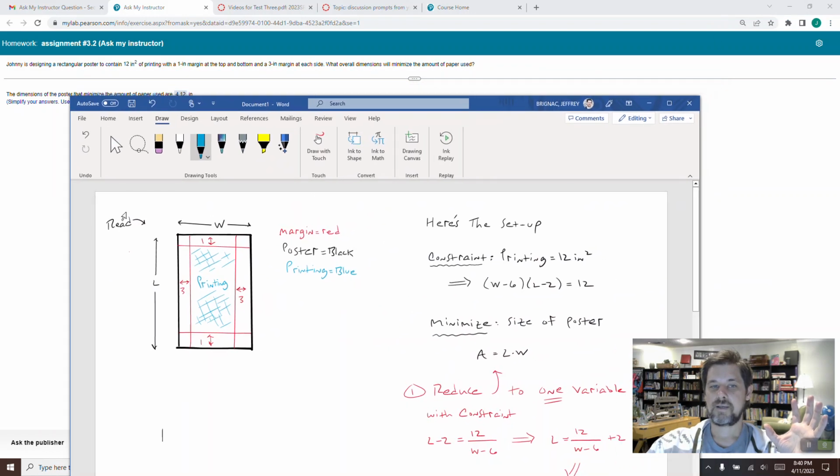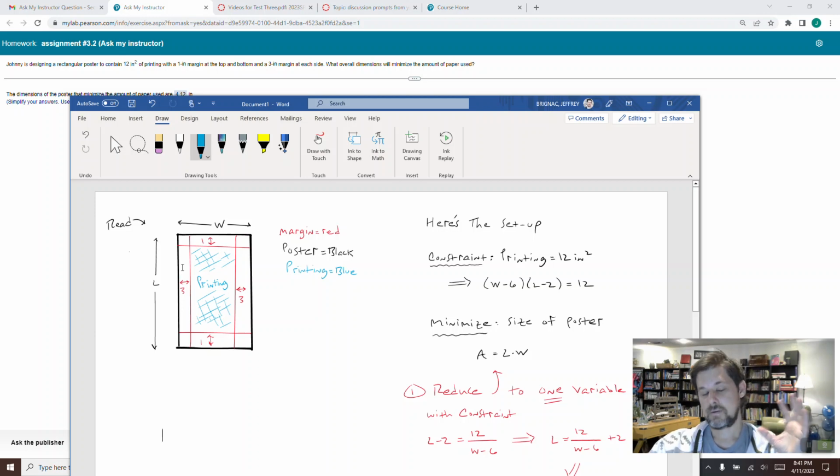Imagine I'm reading the problem and thinking about it like this. Here's what's going through my mind. This is my imagination at work. It's rectangular. It's got a width and it's got a length to it. And then there are these margins that I have there in red. It said a 1-inch margin at the top, a 1-inch margin at the bottom, 3-inch margins on each side. And then in blue, that's the part of it that's got the printing on it. So that's what I think I'm looking at when I read it.